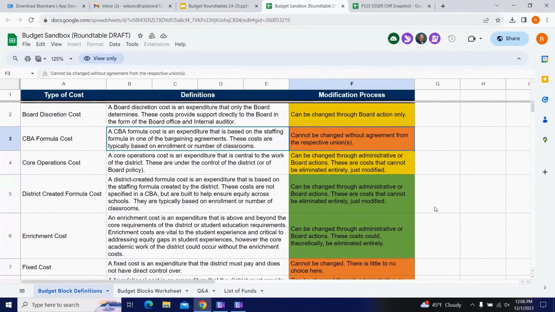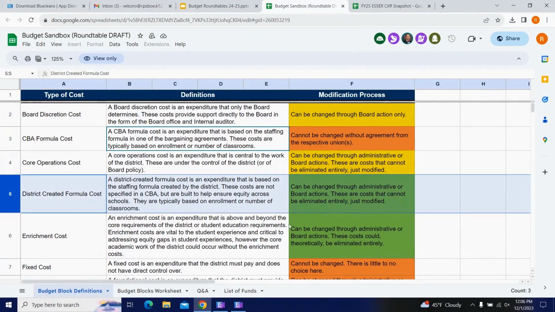If we look at one of the yellow ones, we see core operations as an example. Those are things that are really central and pivotal to the work that we do as an educational institution. So we may have some flexibility here, thus it's yellow and not orange, but not a ton. And some of those things may even be required or only able to be adjusted in more moderate ways. Then we've got some green examples, and we'll look at district created formula as that one.